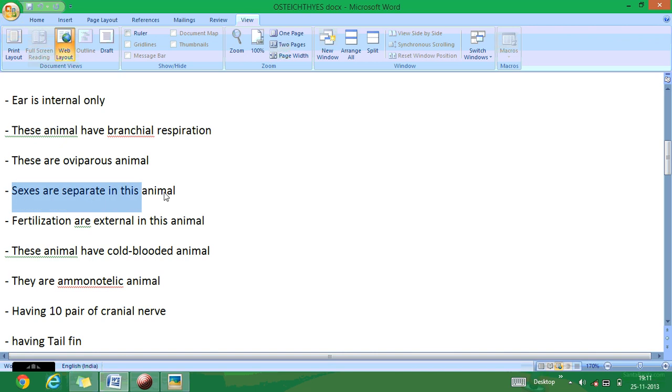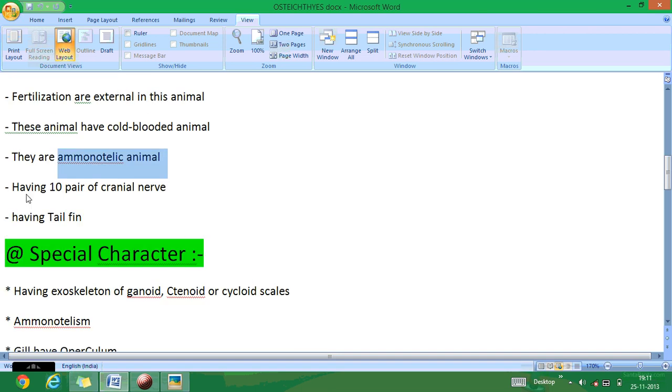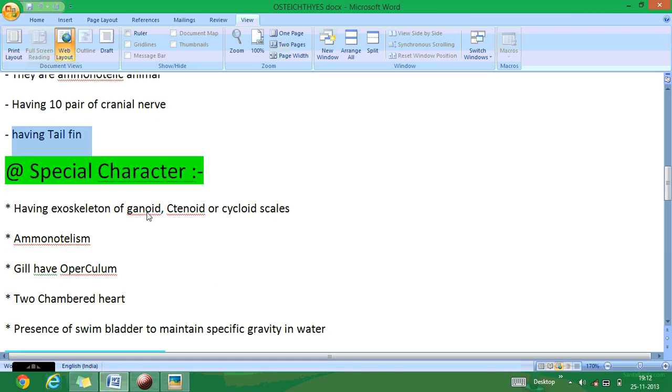The sexes are separate in these animals. Fertilization is external in Osteichthyes. These animals are cold-blooded animals. These animals show the property of anamniotic, so they are also called anamniotic animals. They have 10 pairs of cranial nerves and have a tail fin.